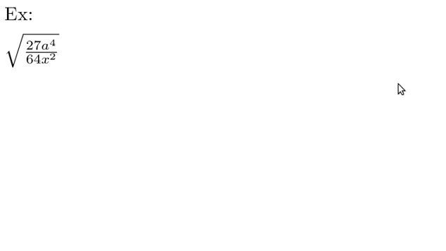Okay. The square root of 27a to the 4th over the square root of 64x squared. So this entire thing, let's go ahead and do the quotient rule. So we have the square root of a fraction: the square root of 27a to the 4th over the square root of 64x squared.